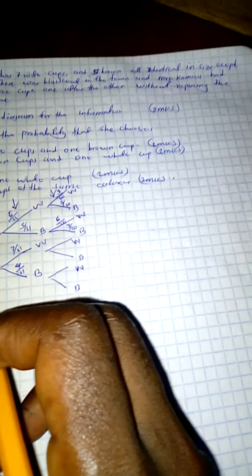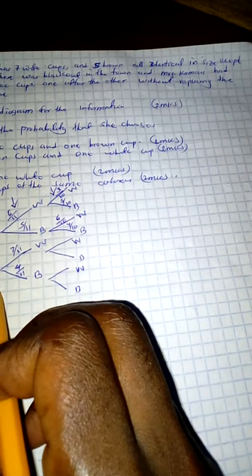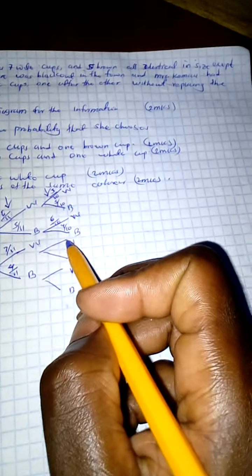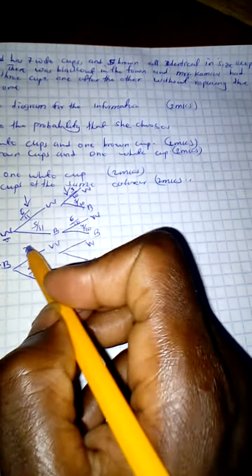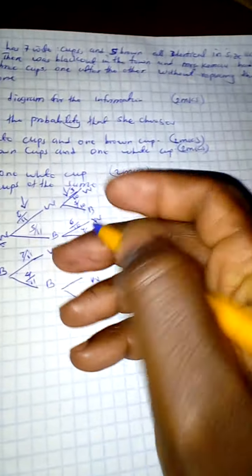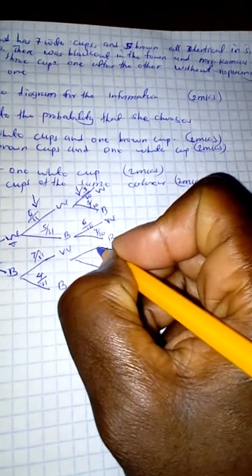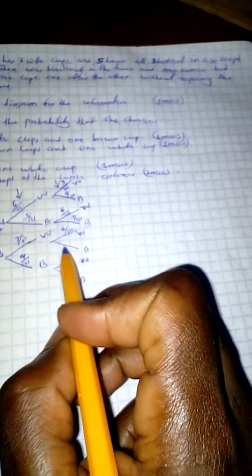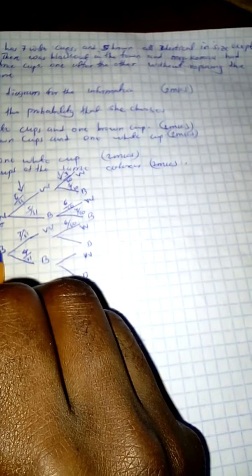Look here again. She had taken brown now and taken white. Now she wants another white, and the white at this point is 7. That means the probability of picking another white here is 6 over 10. Then this one here, she had taken brown.